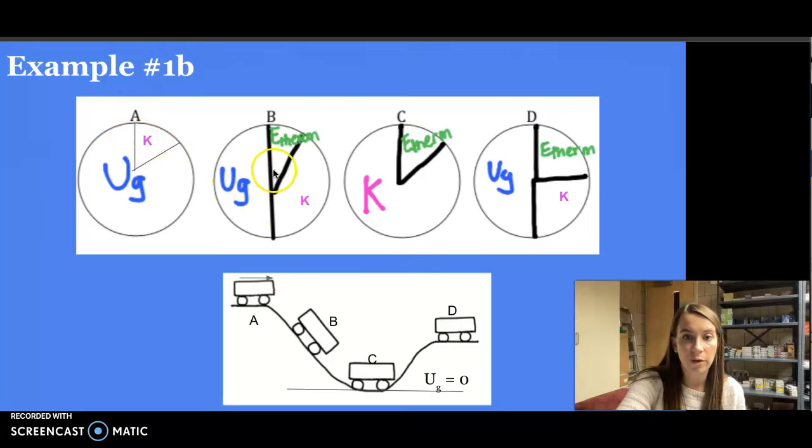So where did that come from? Well, it was still the same height, so same UG for B and D. No UG at C. So where did that E therm come from? Well, it must mean we have less K. Less K, and at D only a quarter K. These are general ideas. They don't have to be exact, but they're showing us how energy is transformed throughout a problem.